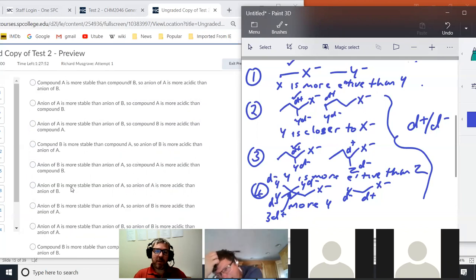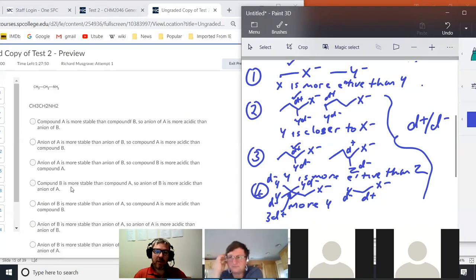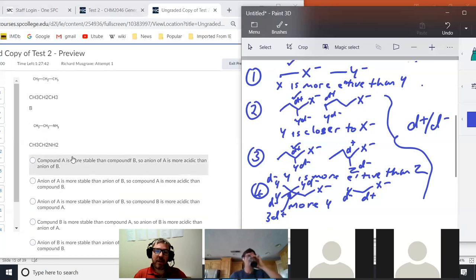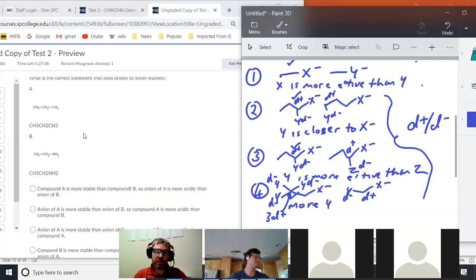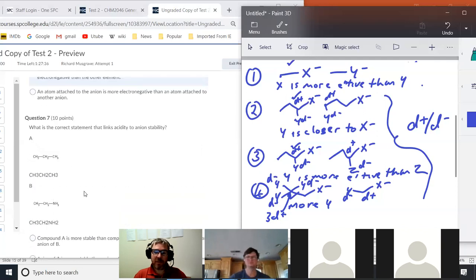So again, people don't like this either because there are so many words here and it's so misleading. But again, it's all about understanding that it's the stability of the anions that gives us an idea about which of these two compounds is more acidic than the other. Does anybody have any questions about number 7?